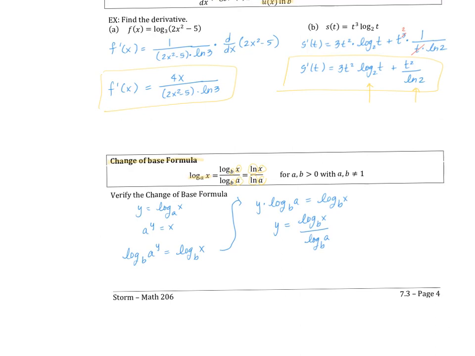And remember what y was in the very beginning. y was log base a of x. So that just verifies that we can take any base and rewrite our log. Okay? Argument over base. Okay, so that's it for 7.3.